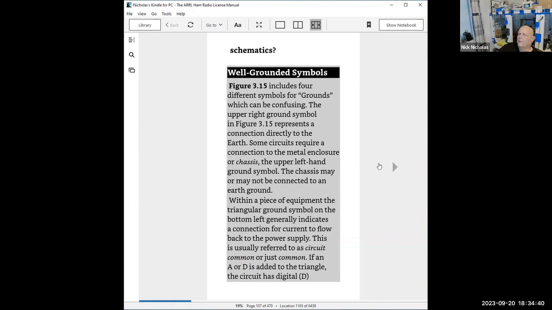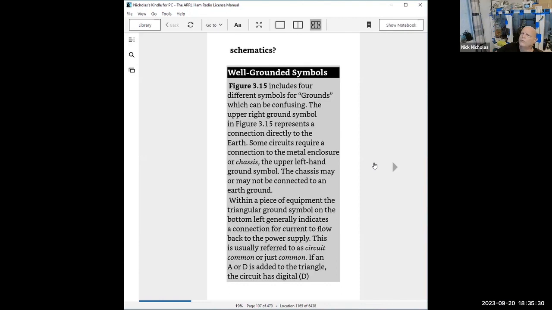I do want to bring up something that I got reminded of today, and I always try to include in every class. We will get to a chapter that covers this late in the book, but I want to go through something very important. In your book in figure 3.15, there's a discussion about ground. It says the different symbols for grounds can be confusing, and it explains the different symbols. They're actually somewhat interchangeably used by a lot of people. I wouldn't get too wrapped up in it, but I do want to tell you something about grounds.